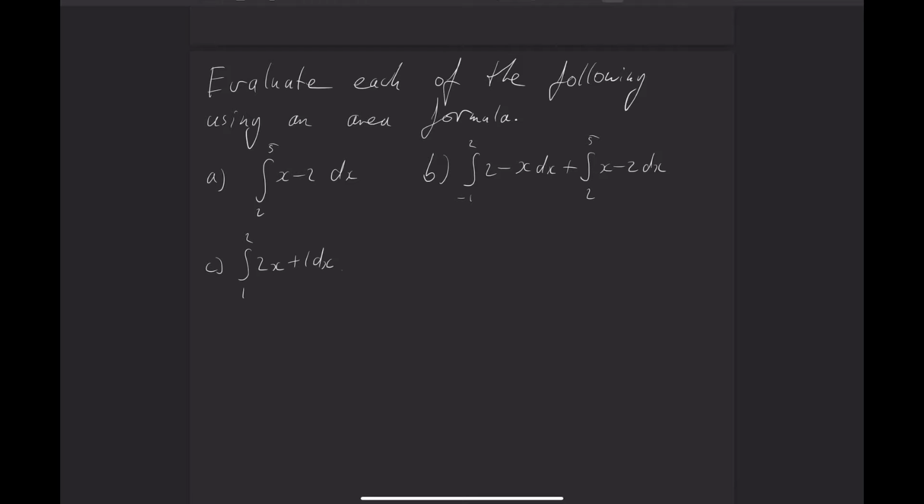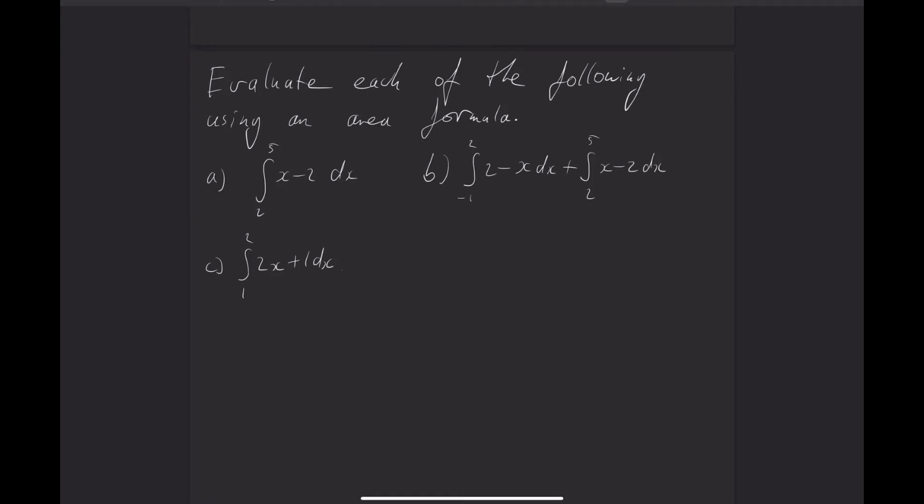Okay, this is a question from a Year 12 Methods student. Evaluate each of the following using an area formula. So we are given these as integrals, but we're not going to use integration to find these areas. This is really useful for exams.